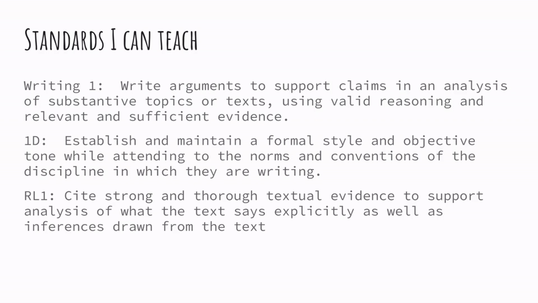So writing standard number 1 is write arguments to support claims in an analysis of substantive topics or texts using valid reasoning and relevant and sufficient evidence. And then 1D under the writing skills is establishing and maintaining a formal style and objective tone while attending to the norms and conventions of the discipline in which they are writing. And then the reading and literature standard number 1 is cite strong and thorough textual evidence to support analysis of what the text says explicitly, as well as inferences drawn from the text. These are the 3 that I've selected, ones that I've at least been trying to teach.